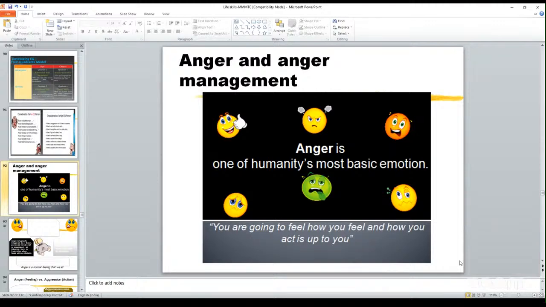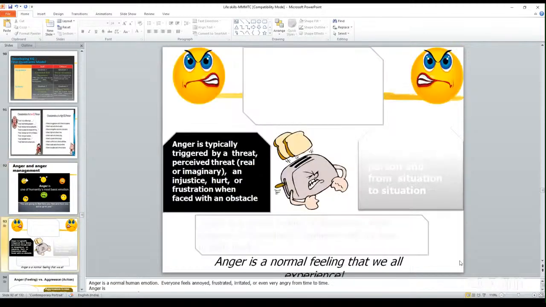Now, when you talk about anger and anger management, usually it is said that it's a basic emotion, and you cannot see any person without anger. In our lifetime, we must have got angry several times. Some are more angry, some are less angry, but anger is a basic emotion. So what we are going to talk about is how anger comes and how to manage it.